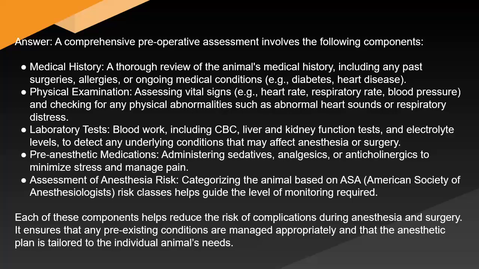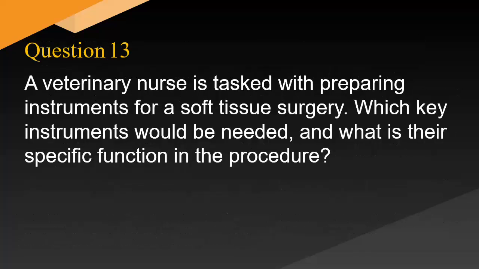Assessment of anesthesia risk. Categorizing the animal based on ASA, American Society of Anesthesiologists, risk classes helps guide the level of monitoring required. Each of these components helps reduce the risk of complications during anesthesia and surgery. It ensures that any pre-existing conditions are managed appropriately and that the anesthetic plan is tailored to the individual animal's needs. A veterinary nurse is tasked with preparing instruments for a soft tissue surgery. Which key instruments would be needed, and what is their specific function in the procedure?